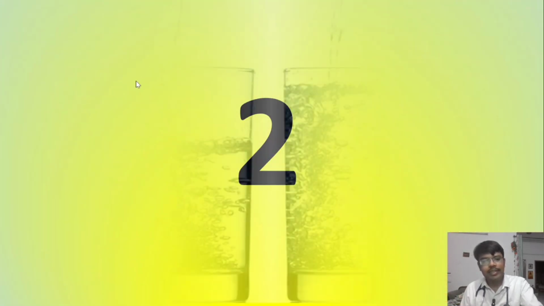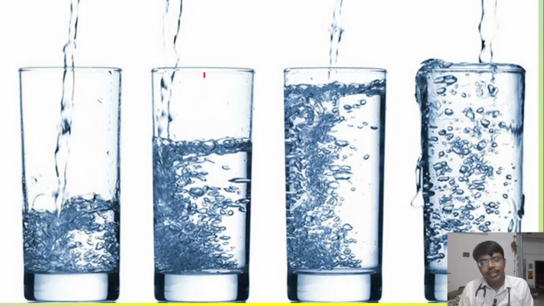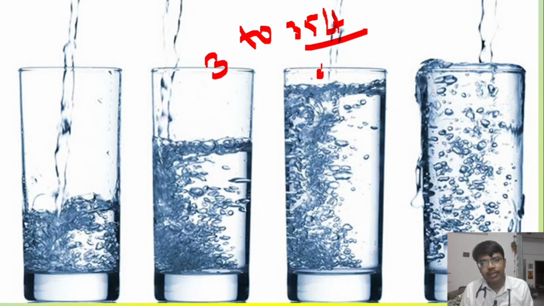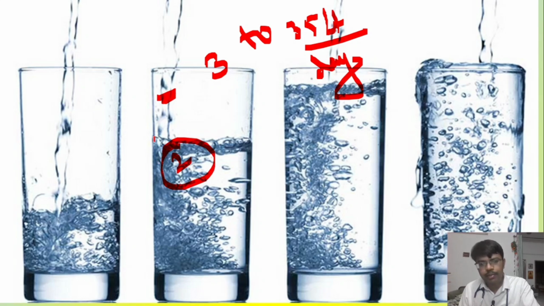Second, you should take at least 3 to 3.5 liters of water per day, which is very, very good for the kidneys, so that the excretion of the uric acid or whatever dietary load you are having is well excreted. So second is that taking a good quantity of water is very, very important.